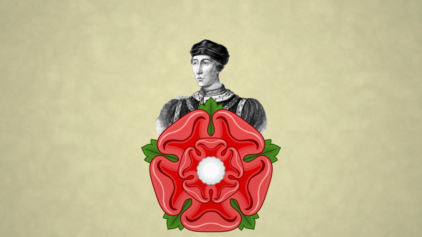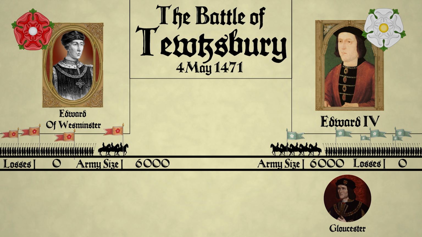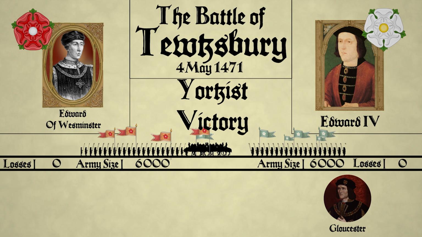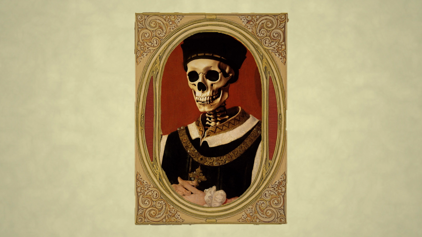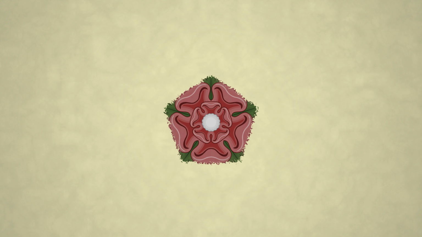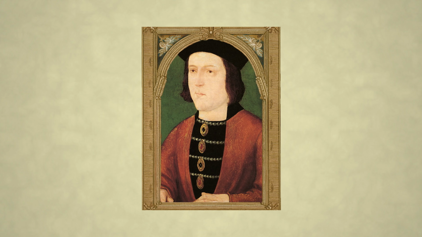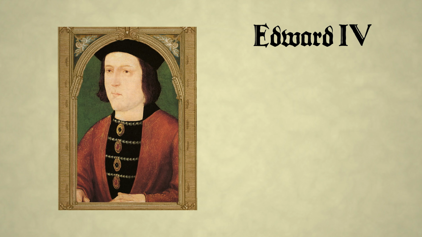Weeks later, the Lancastrians, now led by a teenage Edward of Westminster, faced Edward IV's army at the Battle of Tewkesbury. In a brutal and decisive engagement, the Lancastrian forces were crushed, and Edward of Westminster was slain. And, with the death of Henry VI, likely murdered in the Tower of London soon after, the male line of the Lancastrians was cut down.